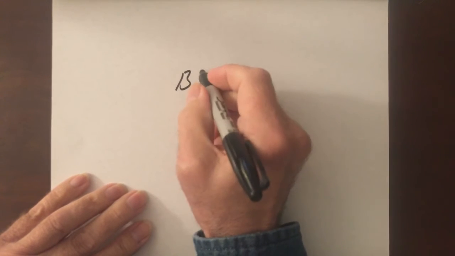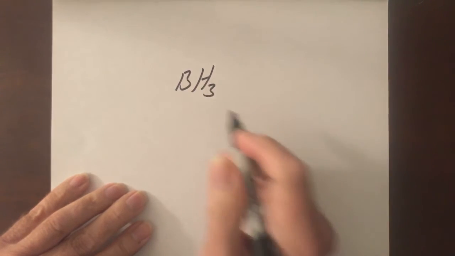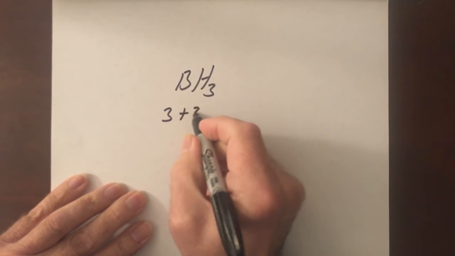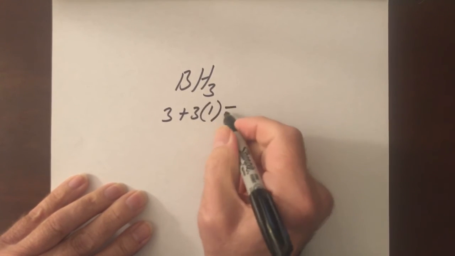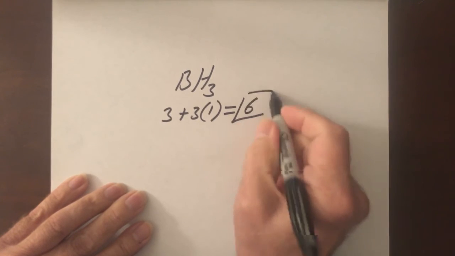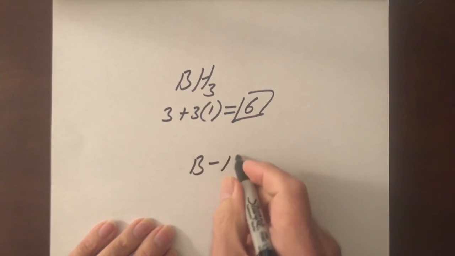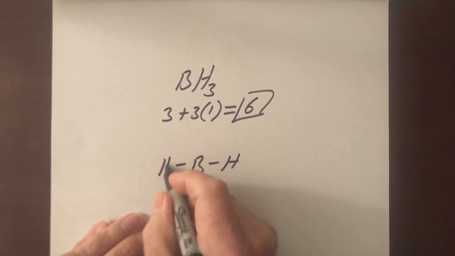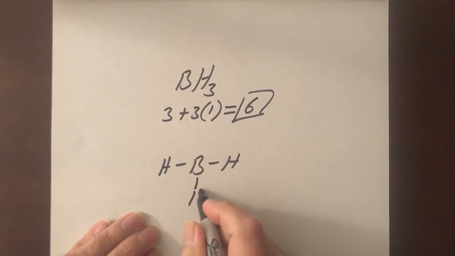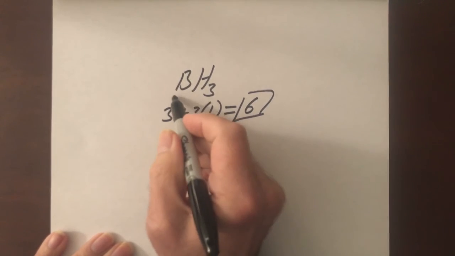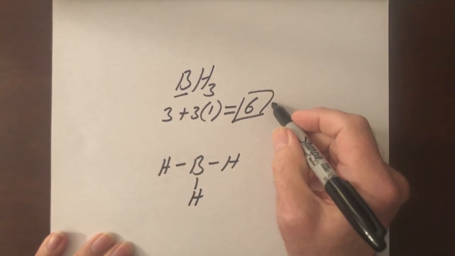Okay, boron is an exception to the octet rule. If we were to look at boron trihydride, you can see immediately we're going to have a problem. Boron has 3 valence electrons, and each of the hydrogens have 1, so we only have 6 electrons. So when we draw our Lewis structure, once we have the 3 hydrogens bonded to boron, we're out of luck. As far as the octet rule is concerned, we have no more electrons. But for boron, that's okay. This is an exception to the octet rule.